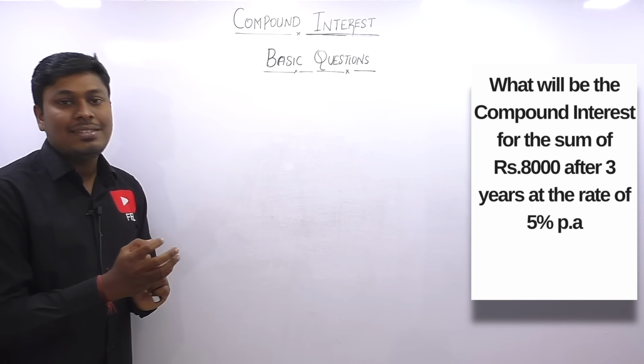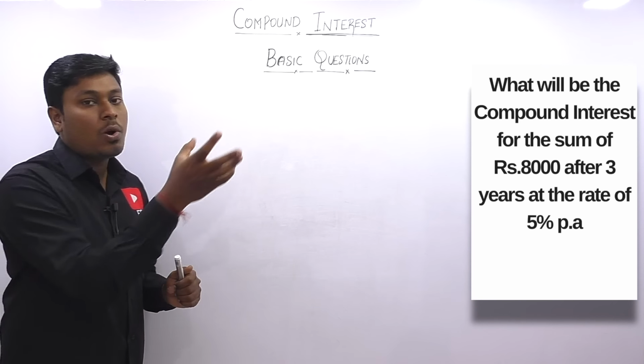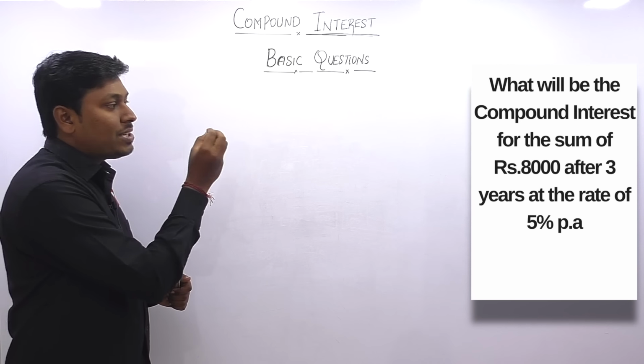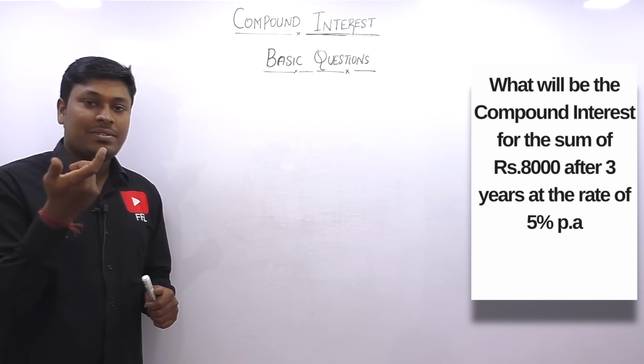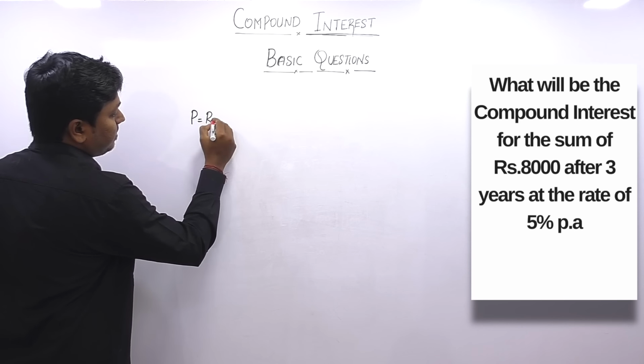What are all the data they have given and what is our target to find? Our target to find what will be the compound interest. So we need to find the compound interest, right? And the values are for the sum of rupees 8,000. What is the meaning of sum of rupees 8,000? So 8,000 will be the principal. So principal is given, which is rupees 8,000.